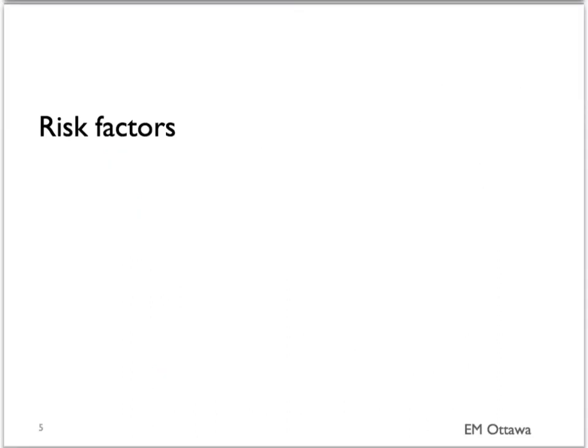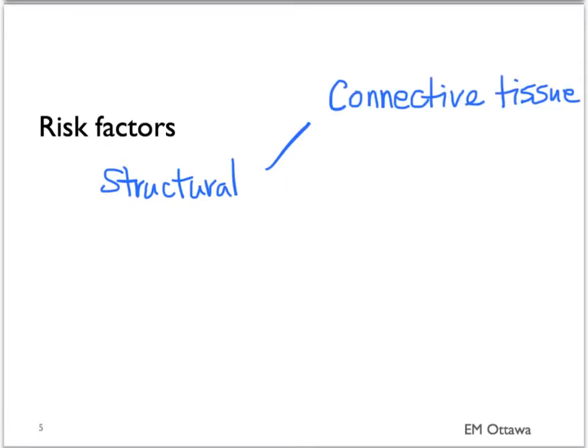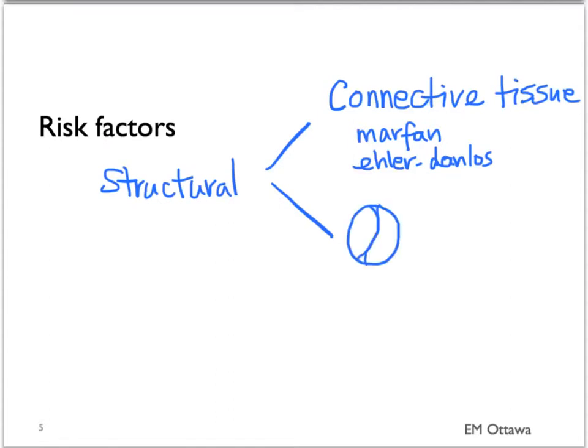What are the risk factors for aortic dissection? As you can imagine, anything structural will cause the media to be more likely to tear. It can include things like connective tissue disease, such as Marfan's and Ehlers-Danlos syndrome. It can also involve aortic valve that's not normal, such as a bicuspid valve, and aortic coarctation.